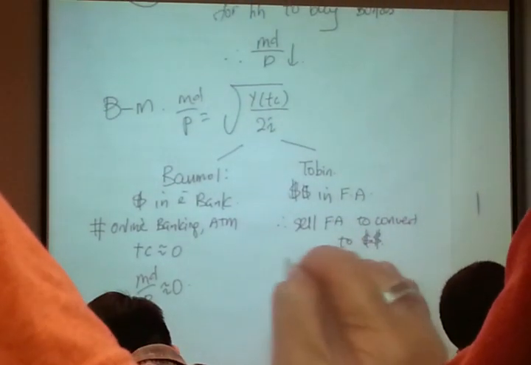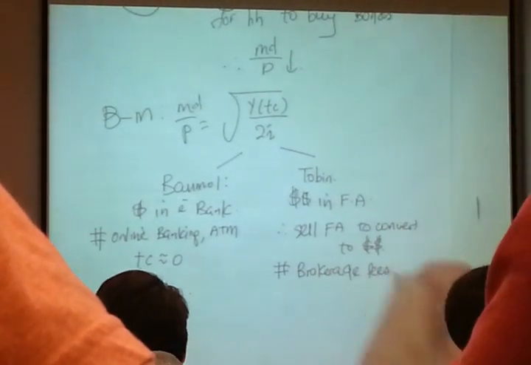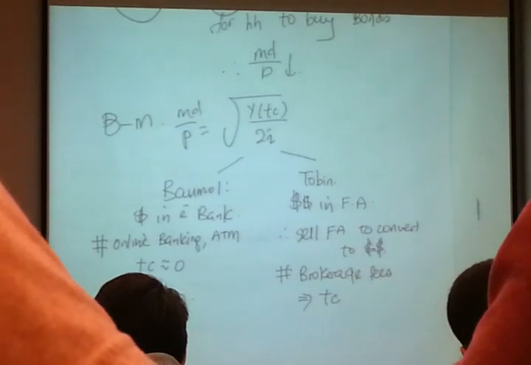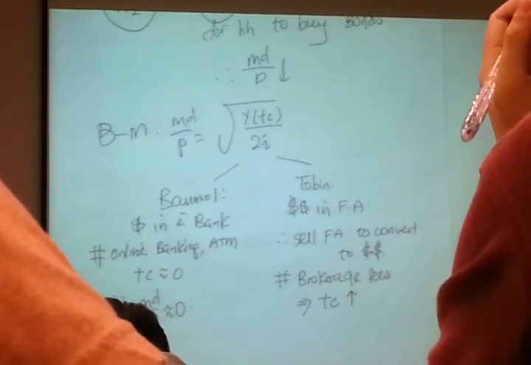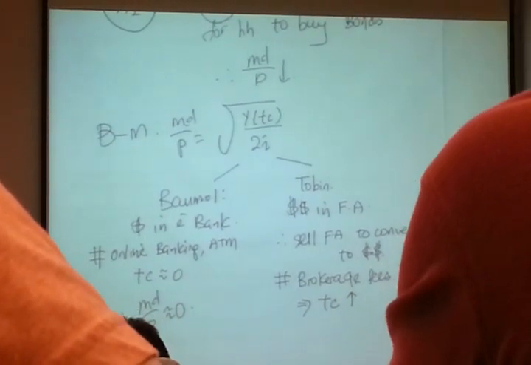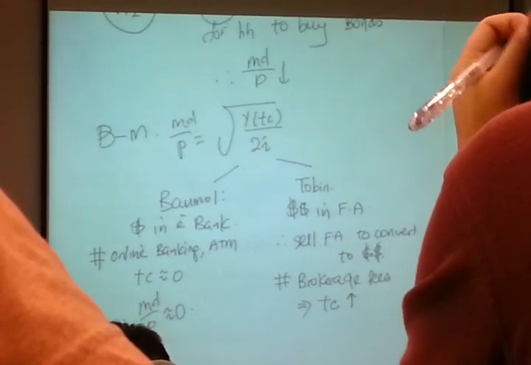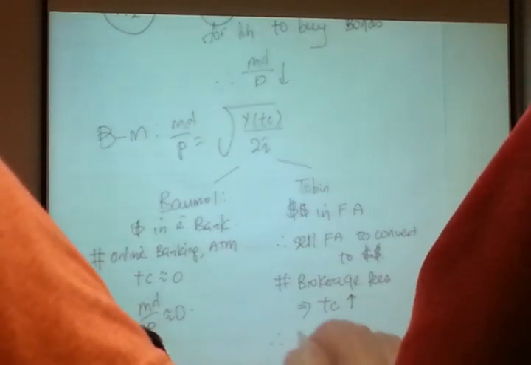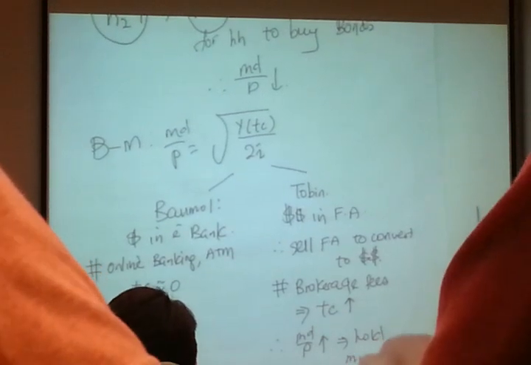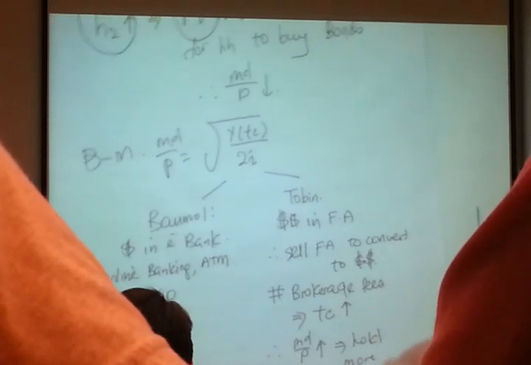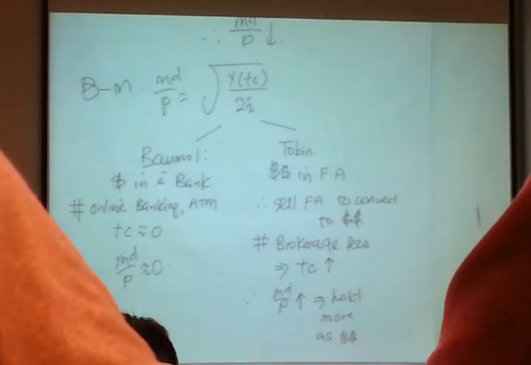Okay, same thing, they like to ask brokerage fees, which is actually transaction cost. Right? So if transaction costs were to go up, it's very costly to actually sell your FA. Right? So therefore, money demand will go up. It means you want to hold more as money. If it's very costly to sell away FA, you won't hold a lot of FA, right? You hold a lot of money.